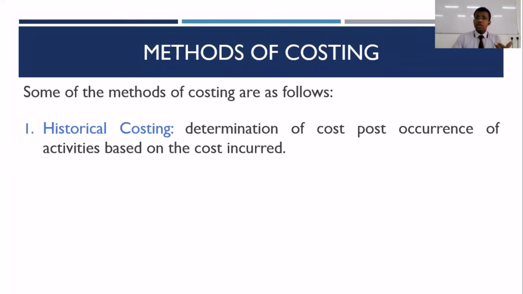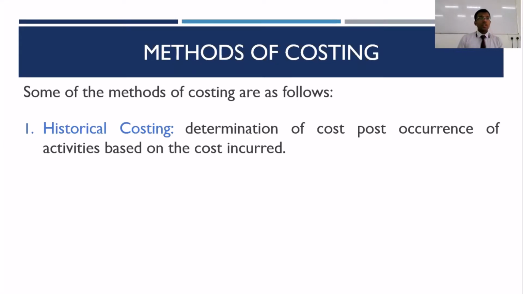So here you have to complete the activity for you to assign or for you to determine the cost for your product. Okay, so for here what happens is you have to complete the entire activity for you to give a price tag for your product. So that is called historical costing.